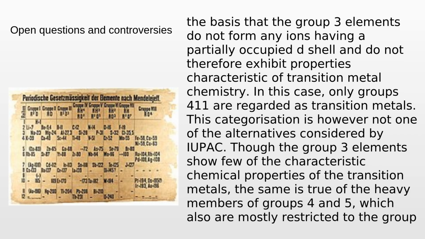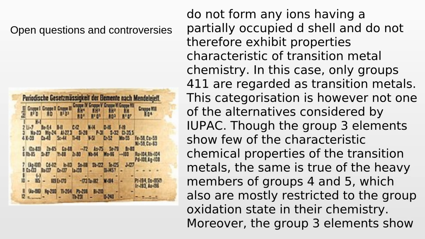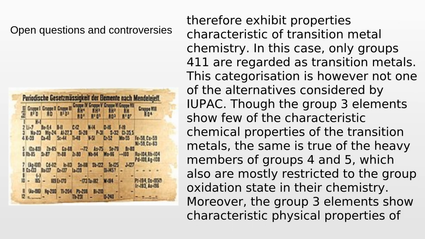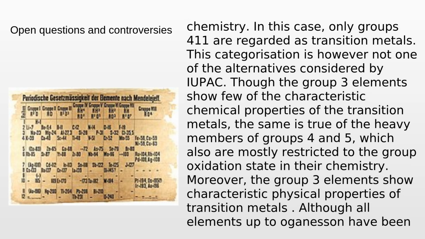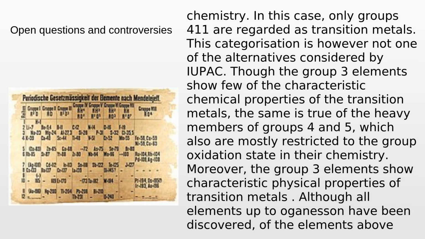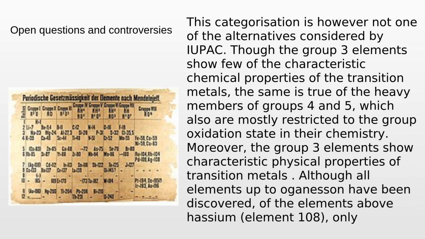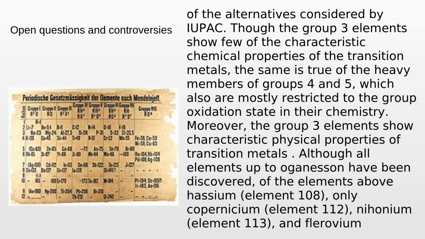They do so on the basis that the group 3 elements do not form any ions having a partially occupied d shell and do not therefore exhibit properties characteristic of transition metal chemistry. In this case, only groups 4-11 are regarded as transition metals. This categorization is however not one of the alternatives considered by IUPAC.